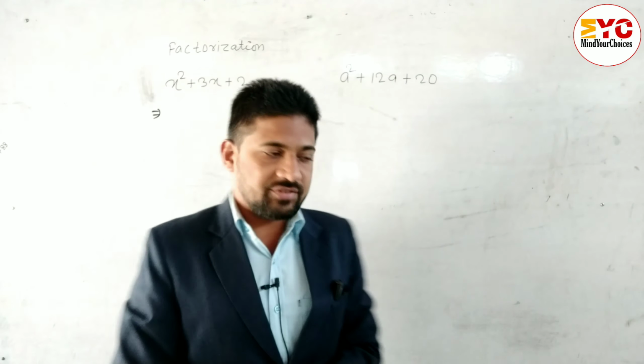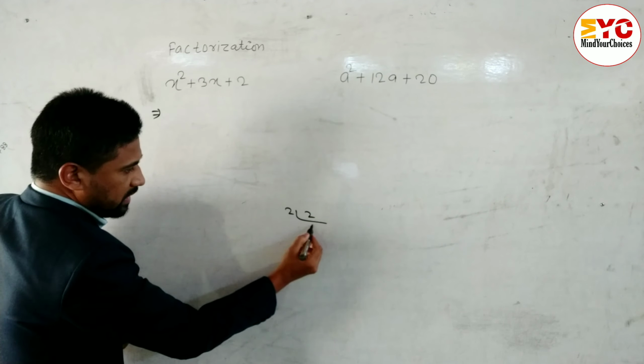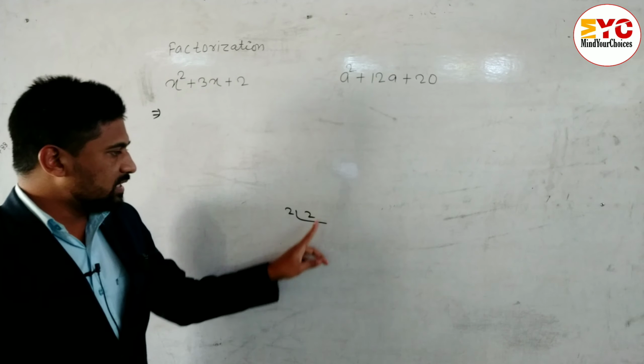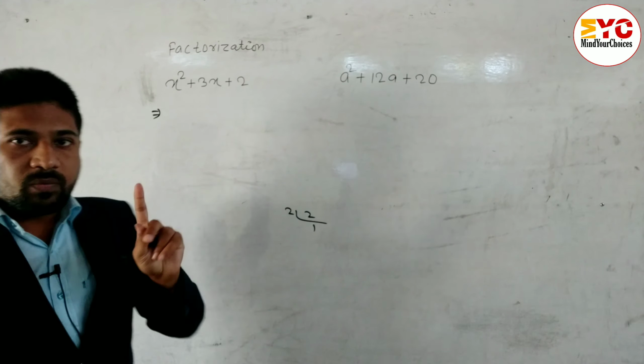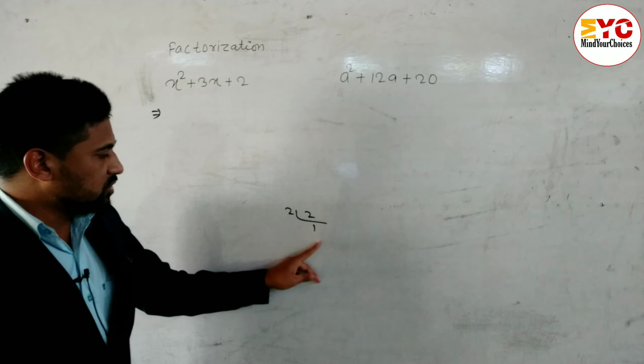If you don't know how to factorize, look at here once. First of all, we have to write down this 2. 2 into 1, 2. We have to find out the factors: 2 and 1. 2 into 1 is 2, 2 plus 1 is 3. While multiplying we get 2, while adding we get 3. So the factors are 2 and 1.